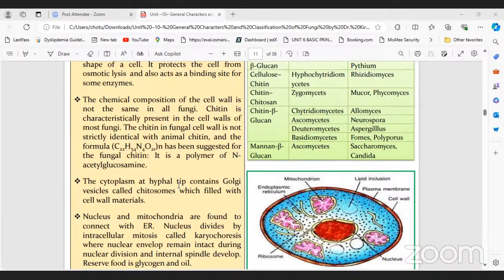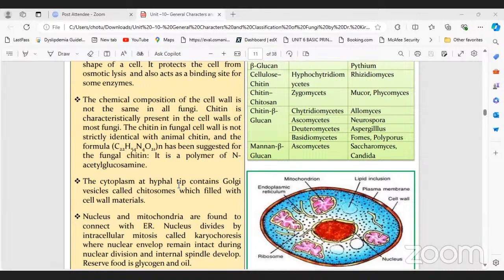Mastigomycotina, Zygomycotina, Ascomycotina, Basidiomycotina, Deuteromycotina. These are the five classes, and different orders are there. Each and every order is not the same in the chemical structure of the cell wall, but the basic one is chitin, which is the most important characteristic. Chitin is characteristically present in the cell wall of most fungi. Chitin in the fungal cell wall is not strictly identical with animal chitin.